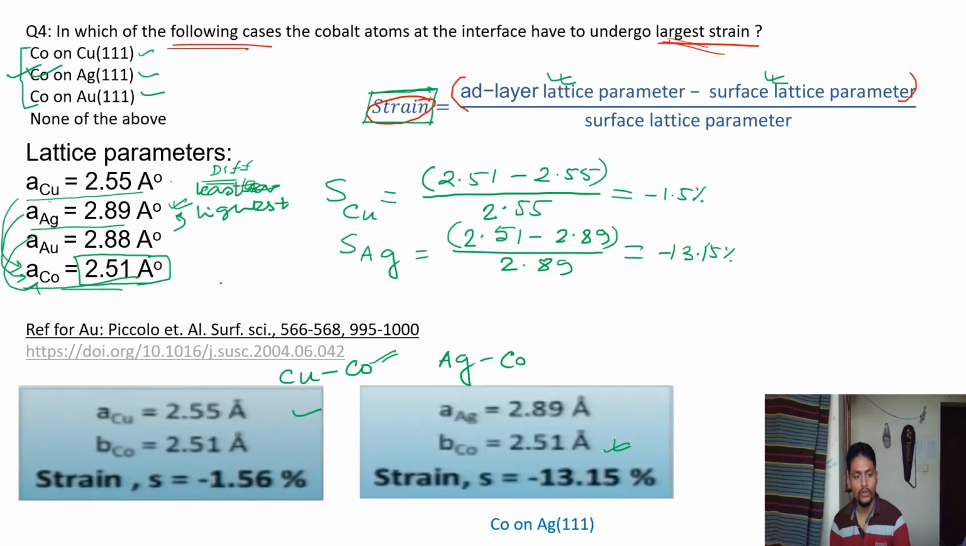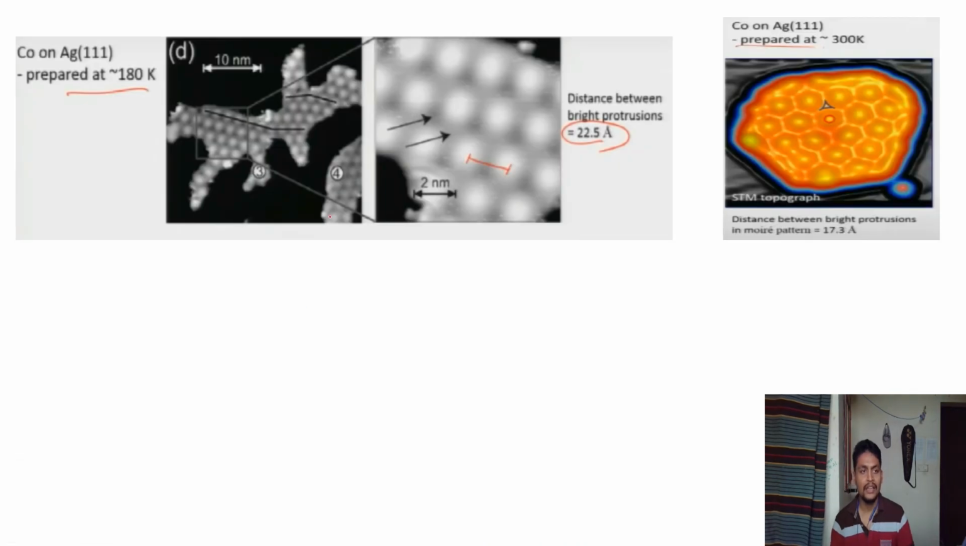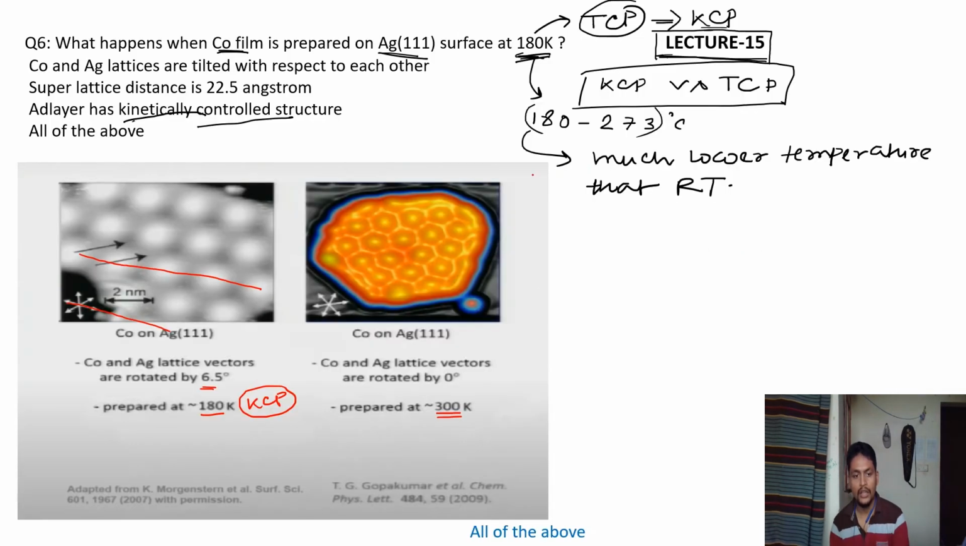Right? We know everything from the discussion. Now it is given 22.5, and we know this is having 17.3, and this is having 22.5 on the discussion. Just try to comprehend that this is having 6.5 degree and this is having 0 degree.